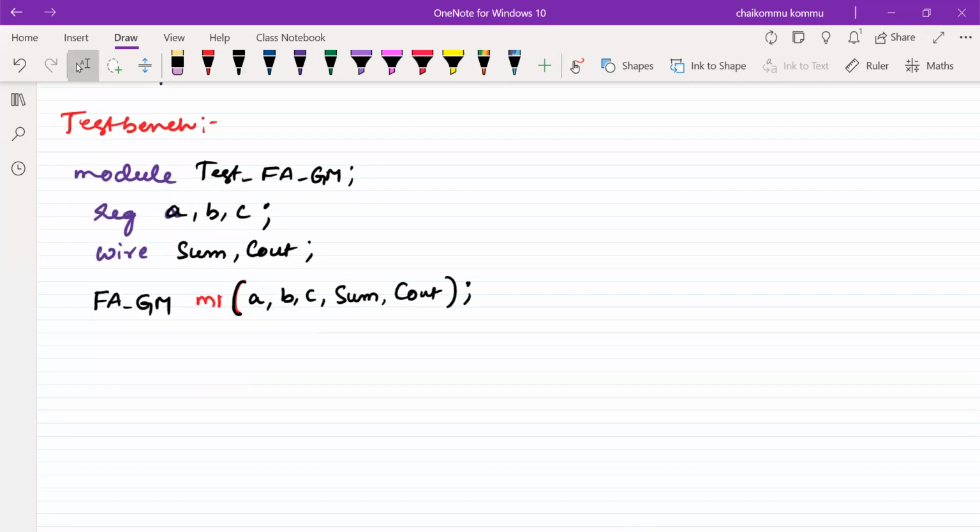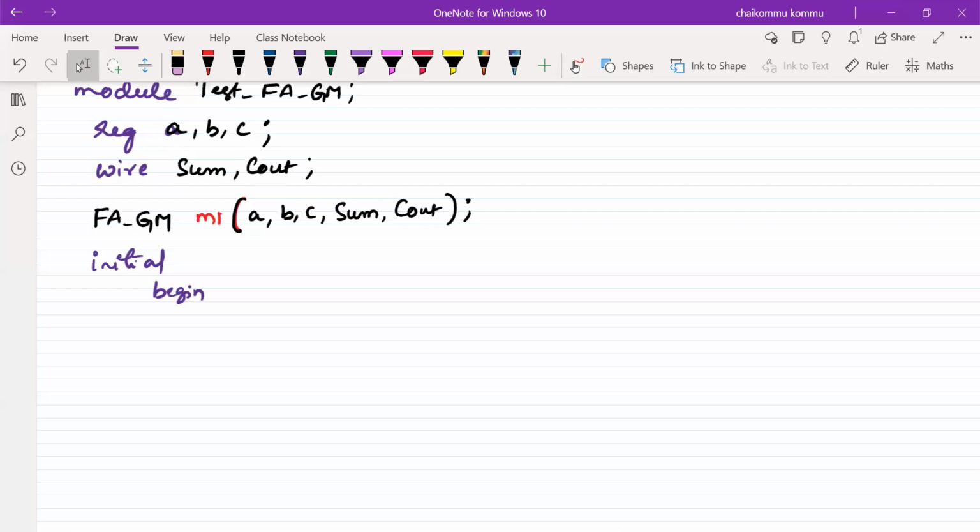Now, the initial statement, I need to use it for test benches or test vectors. Let us begin here. For the simple notation, first I will initialize concatenation of A comma B comma C equal to 3 bits of all zeros. Of course, we need to write it in this way.